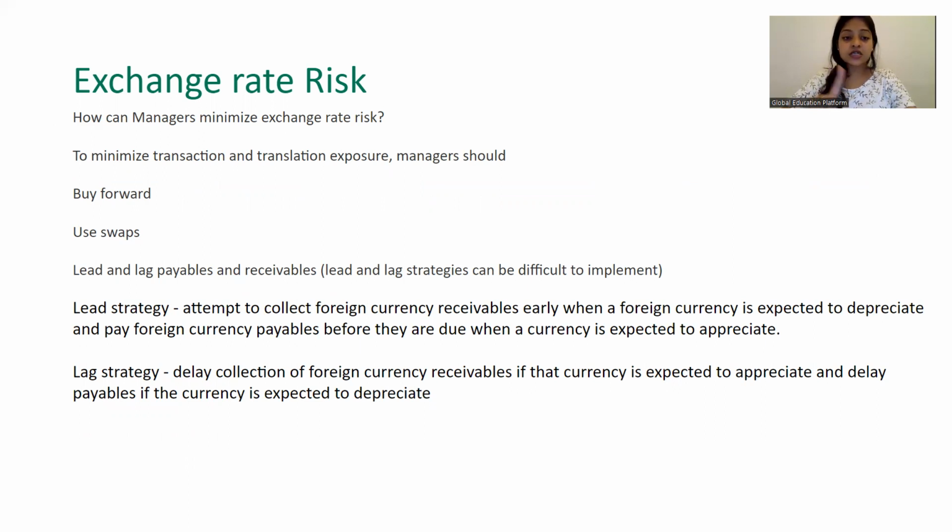So lead strategy attempts to collect foreign currency receivables early when a foreign currency is expected to depreciate. So at the time of depreciation, it is collected. So it doesn't leave for the worst stage to come. And pay foreign currency payables before they are due when a currency is expected to appreciate. Lag strategy: delay collection of foreign currency receivables if that currency is expected to appreciate, and delay payables if the currency is expected to depreciate. So it goes vice versa.